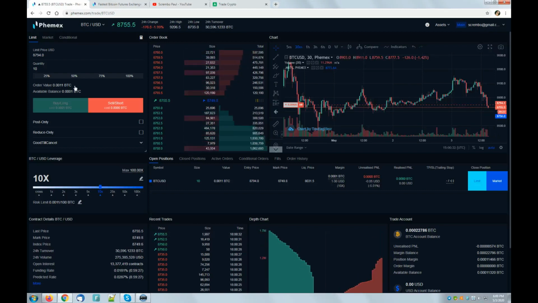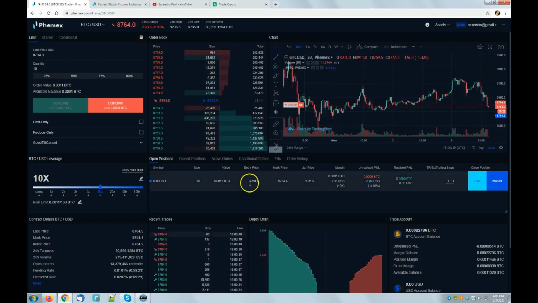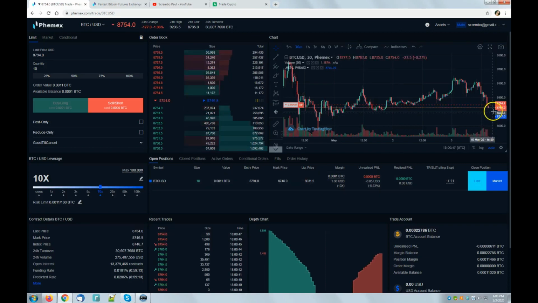Now, if we want to close down our trade, because we have opened it at 8,794, where you have your entry price right there. We have the liquidation appearing at 8,031. We don't need to be scared because the price is 8,754. So there is a lot of space until your liquidation is going to appear.